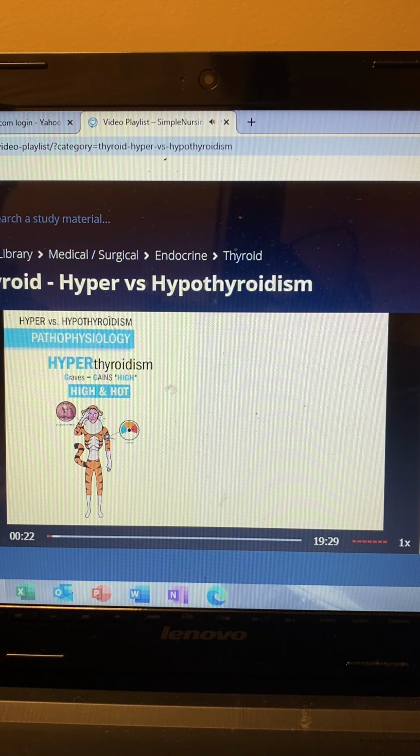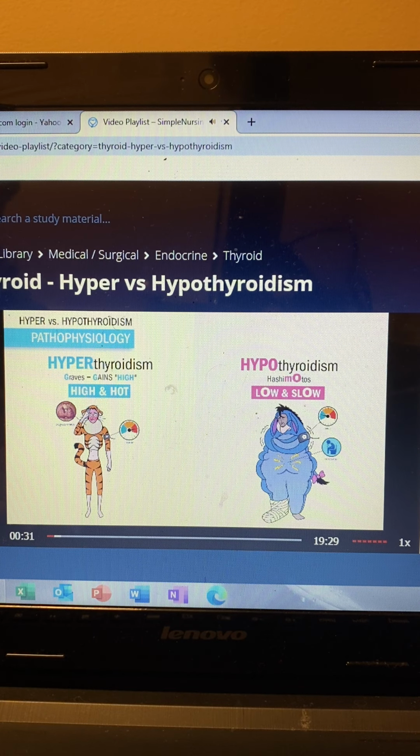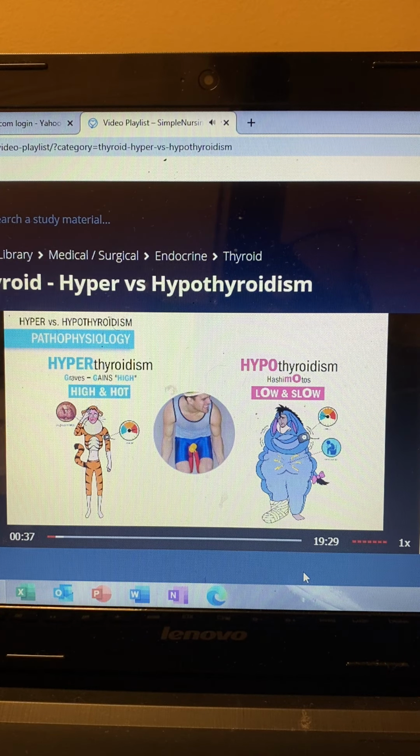Now this is also called Graves' disease, so we call it "Gaines'" disease, high and hyper energy. Now on the other side, for hypothyroidism, we think low and slow energy. So start moving your thighs during the exam. For hyper, we have high energy, and for hypo, we have just this low and slow.